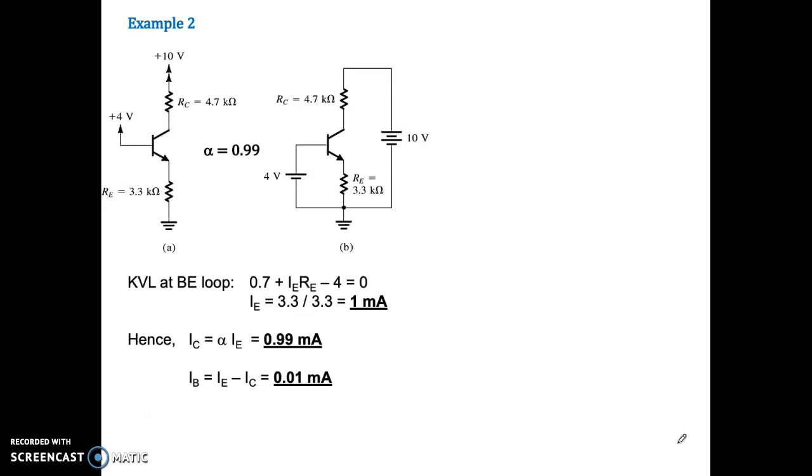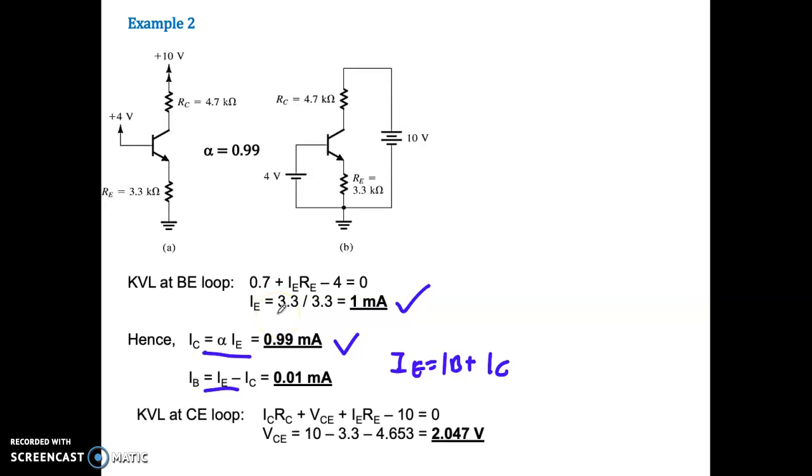So let's see the answer. So this is your BE loop. How you can get your IC from your IC equal alpha IE. This one is from this formula, IE equal IB plus IC. So you can get your IB. And the last one, you can get your VCE from the CE loop.